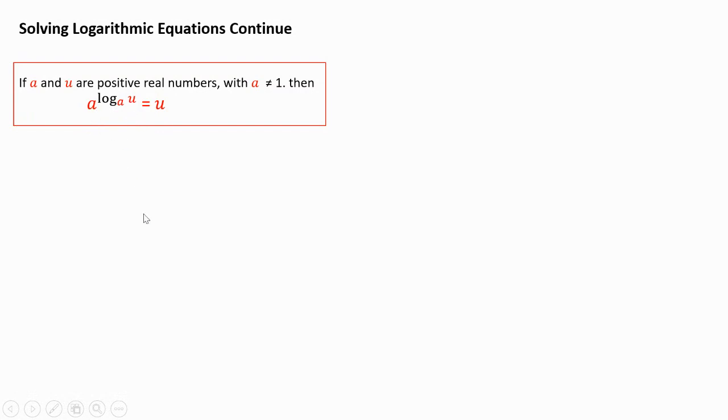Okay, let me show an example so you have a better idea of what I'm talking about. So for example here, right? We don't want this here. We don't want the log of base 3 there. So how can I get rid of it?